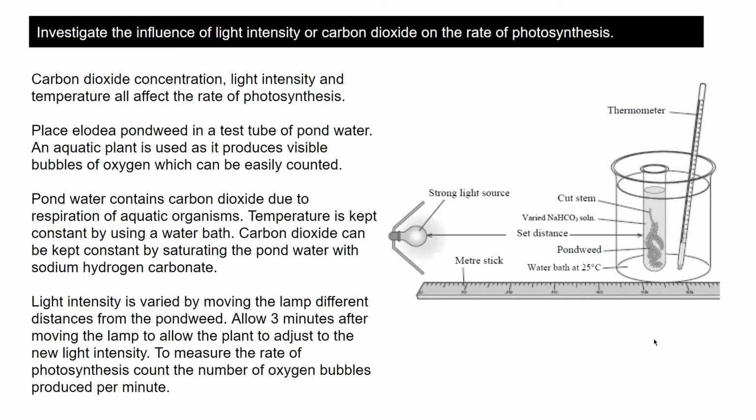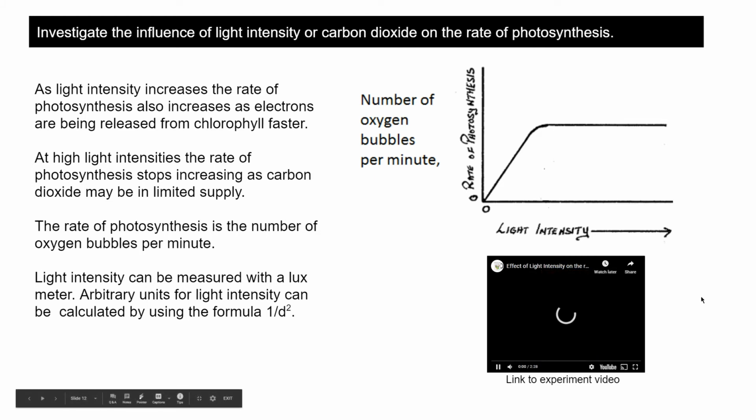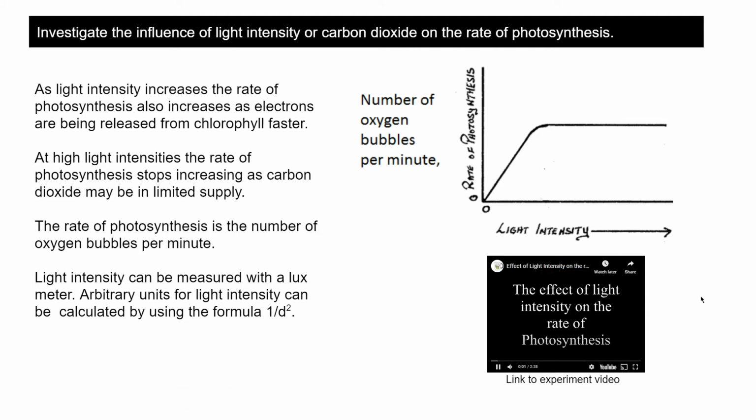So the rate of photosynthesis is measured by counting the number of bubbles of oxygen produced per minute. The last line here on the slide is really important: counting the number of oxygen bubbles produced per minute. So as light intensity increases, the rate of photosynthesis can also increase.